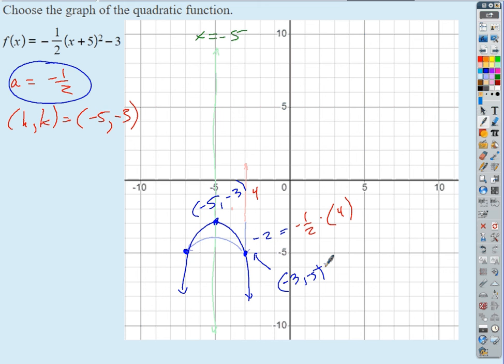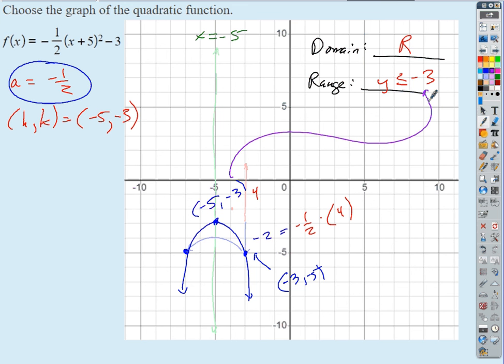Okay, what's the range of this function? Let's write all this stuff down. So the domain is what? All reals. Okay, what about the range? Less than or equal to -3, because that's the vertex, right? This is one that opens down, so the vertex is going to be a maximum this time, not a minimum. So we just get y is less than or equal to -3, and we get that -3 from here. Okay? Good?